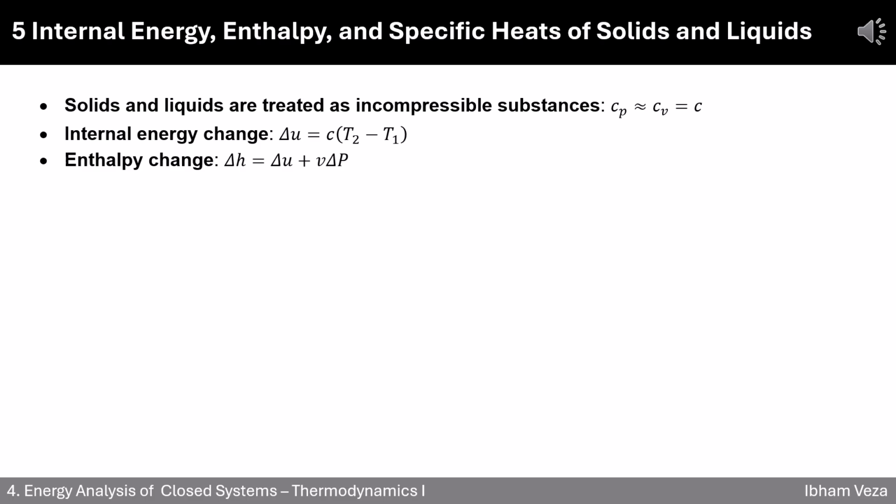For enthalpy, we add just a little more. It's the change in internal energy plus the product of specific volume and the pressure difference. Since solids and liquids don't expand much with pressure, calculations are simple, and you won't need to worry about complex variations. This makes energy analysis for solids and liquids much faster and easier than for gases.